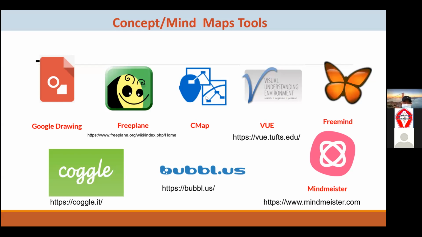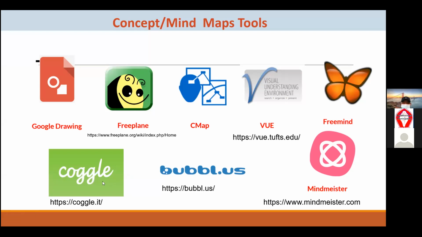These are free Plane, CMAP, VUE, FreeMind. These are FOSS softwares, free and open source softwares, which can be downloaded on your computers in any operating system, whether Windows, Ubuntu, or Mac. You can download these softwares and you can create your own mind maps.